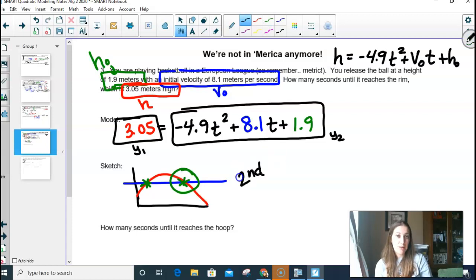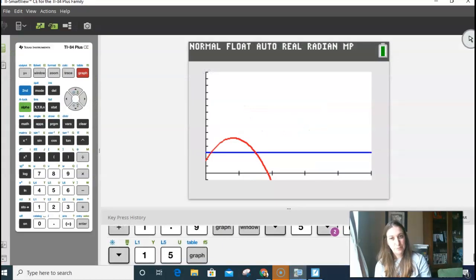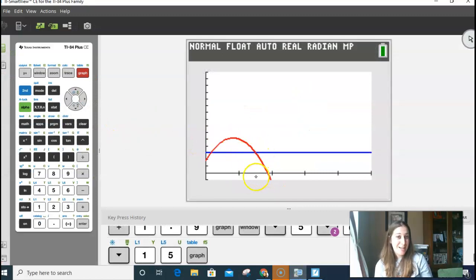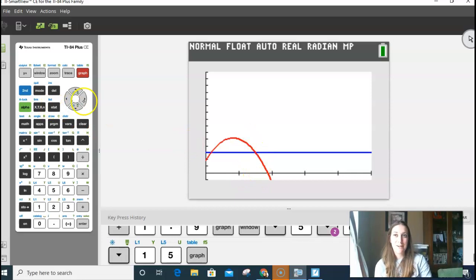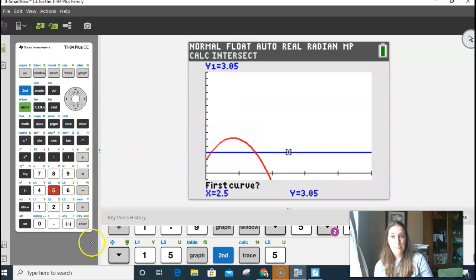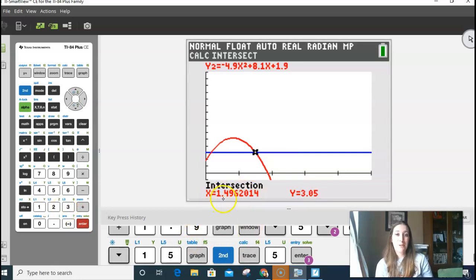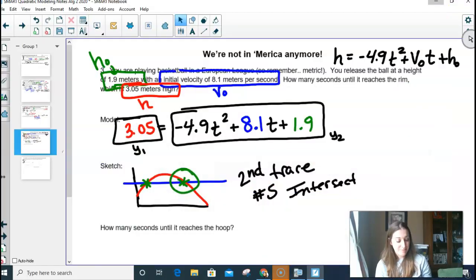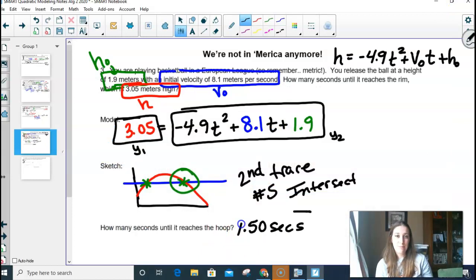We're going to go back to that calc menu, that second trace menu. But this time we're going to choose number 5, which is known as the intersection feature. We've used this before, I believe. So, calculator. I'm going to find this guy right here, which I'm guessing is like 1.6 seconds. I don't really know. So, second trace, this time choose number 5, which is intersect. And then enter, enter, enter. You don't even have to guess or do anything on that. I like the intersect one the best. Oh my goodness, I am on fire. This rounds to 1.50 seconds. So how many seconds until it reaches the hoop? 1.50 seconds.